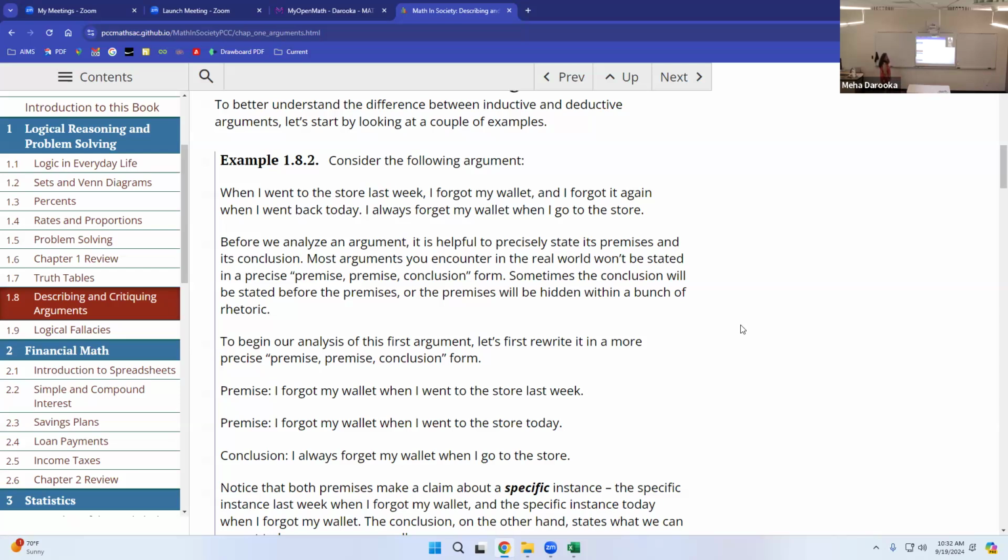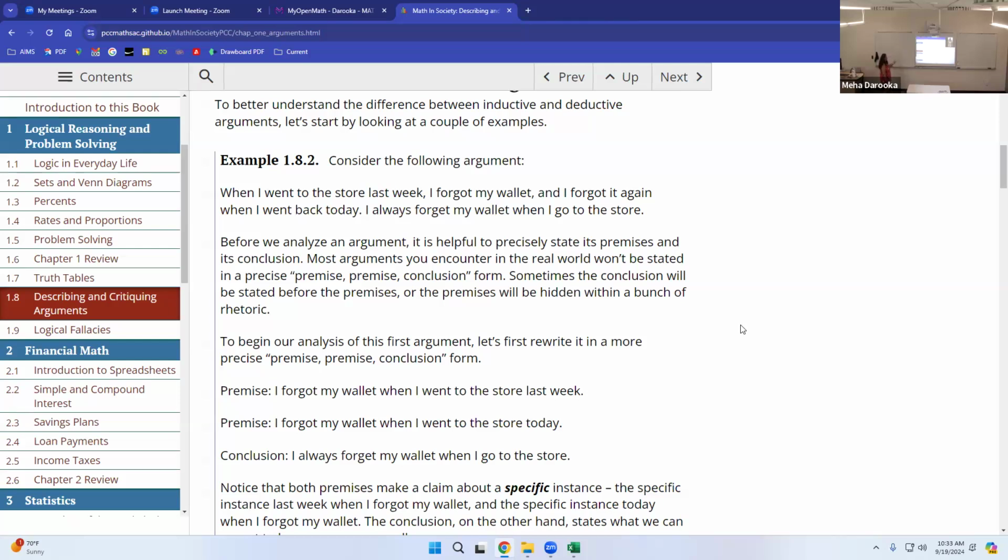Most arguments you encounter in the real world won't be stated precisely. There's not going to be an order, like this is the premise, this is the premise, this is the conclusion. So you would kind of have to look at the statement and say, what do we think is the premise? And based on that premise, what is coming out as the conclusion, right? So I guess I kind of jumped the gun on that and already told you, but we'll look at it anyways. So they're saying sometimes the conclusion can be stated before the premise, and then sometimes the premises will be hidden within a bunch of rhetoric.